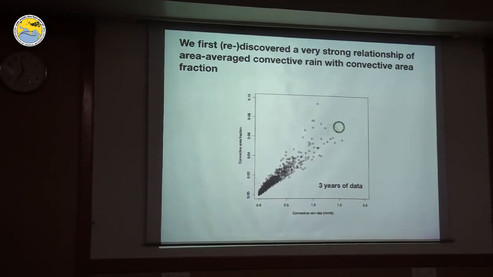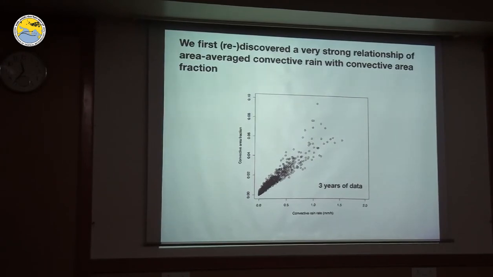But the fascinating thing, and it really fascinated me, is that there's an almost one-to-one relationship between the two. So that tells you that for nature to increase the area average convective rainfall, not the local rainfall, but the area average convective rainfall, it actually increases the area that's raining, not the intensity with which it's raining. It's not obvious at all why that would happen, but that's what happens. So the area is what's driving the area average rainfall.